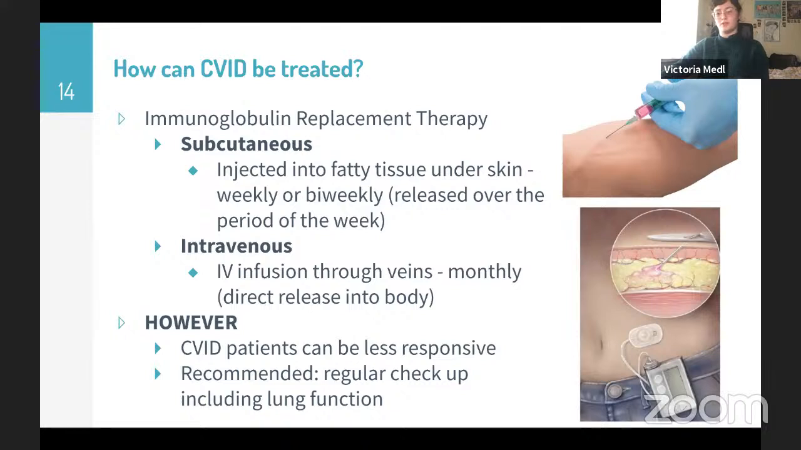Subcutaneous is pretty much headaches. You may get a little bit nauseous, and definitely swelling and redness around the injection site, but it has fewer symptoms than if you were to get IG intravenously.